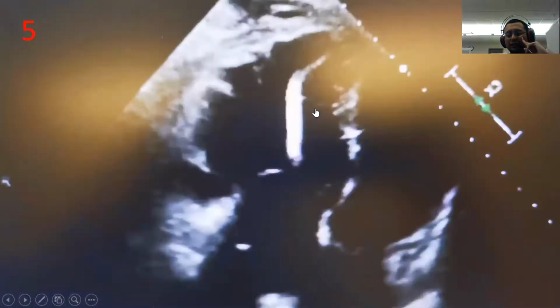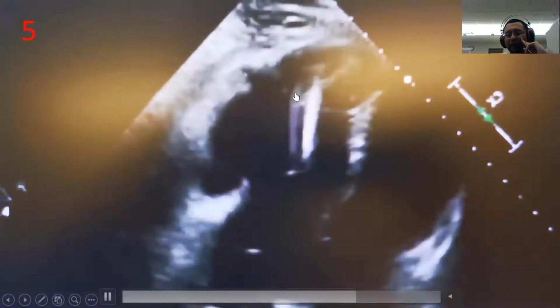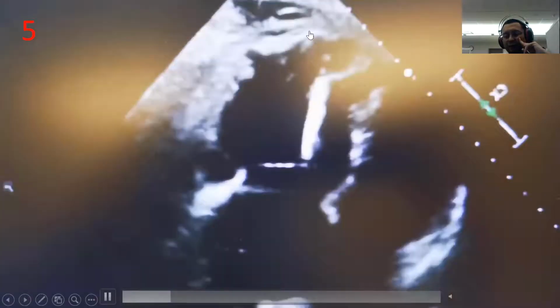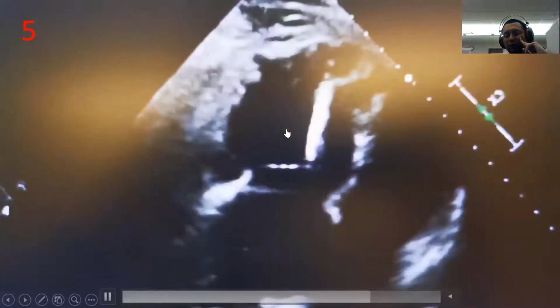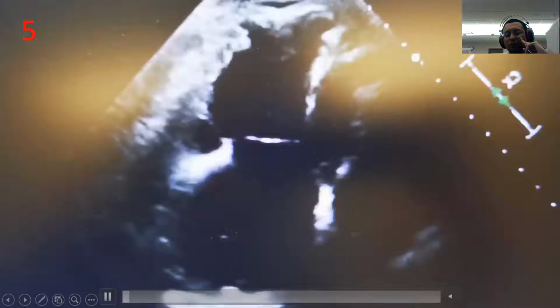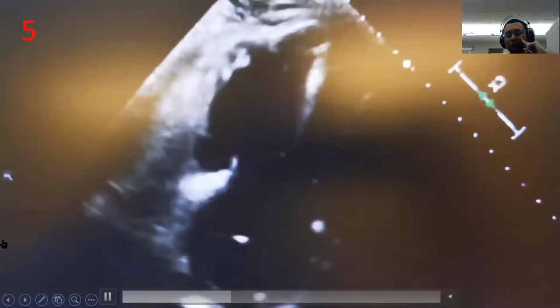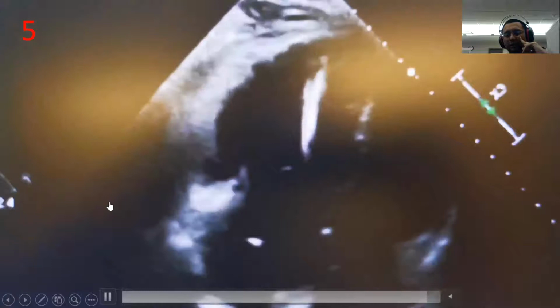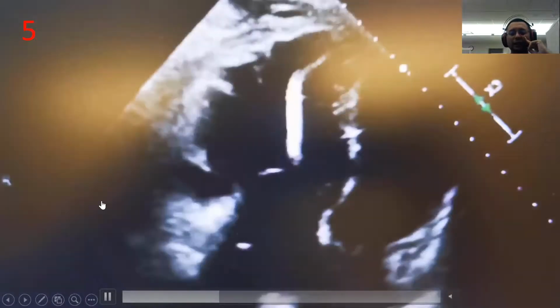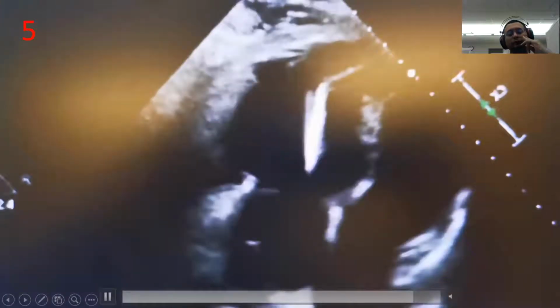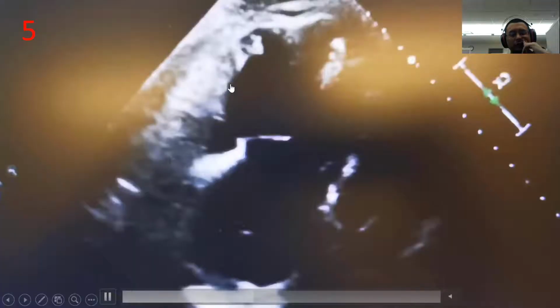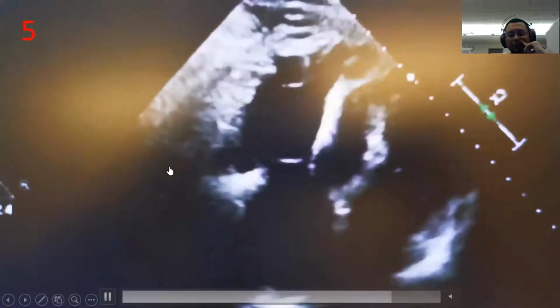So this is another case. See again, this is RV. Look at the apical part of the RV. Also aneurysmal, and it's also dilated. So what is your differential diagnosis in this situation, where you have regional aneurysm plus dilatation of RV? RV infarct. Okay, one possibility is RV infarct.